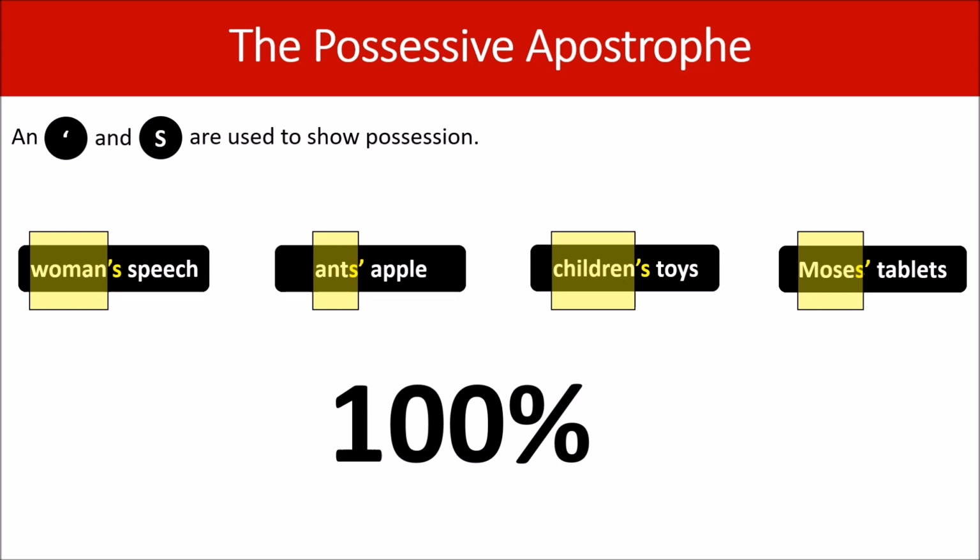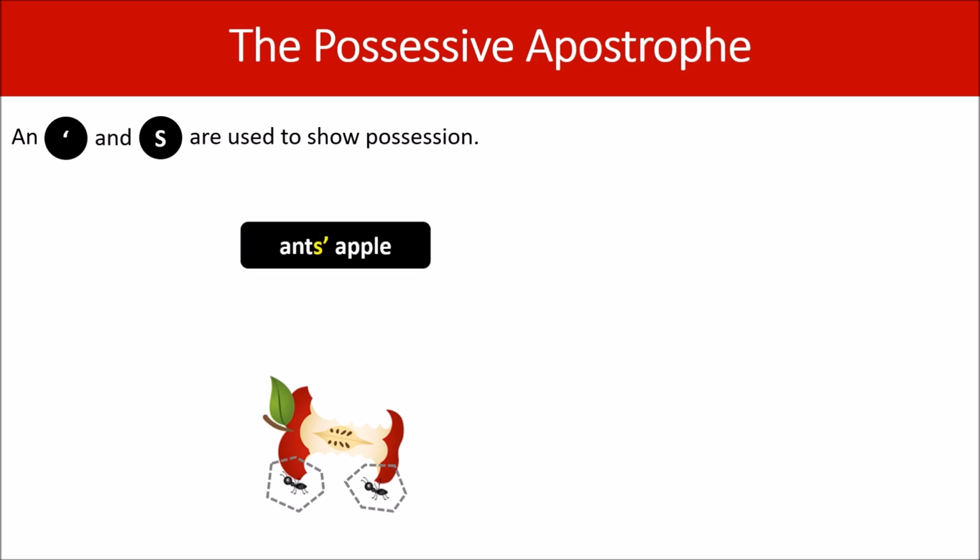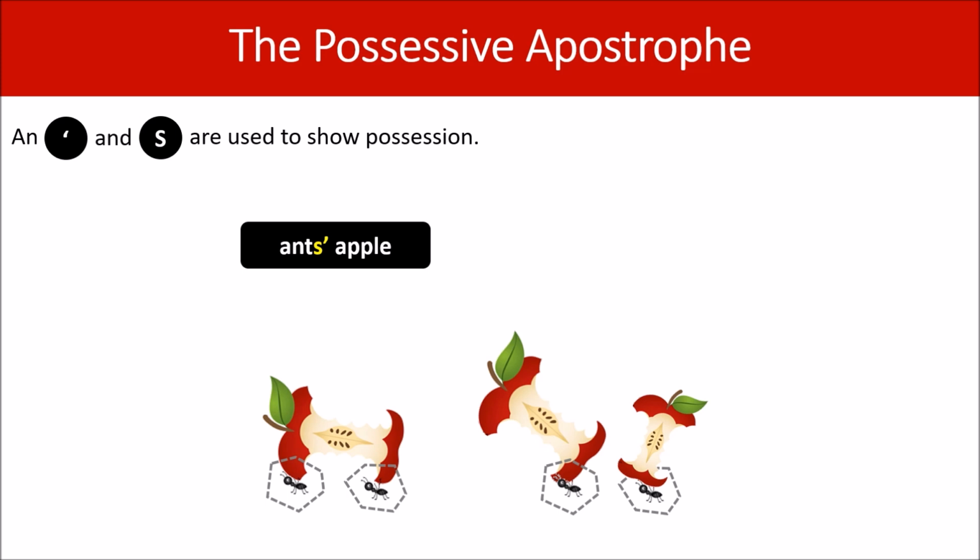Okay. I also want to cover this point. Remember our ants and their apple? Well, it doesn't matter how many apples the ants have. It doesn't matter if they have 1 apple or 2 apples or 1,000,000 apples. The only thing that matters is the number of ants. In other words, the only thing that matters when you're placing a possessive apostrophe is the number of the possessor. The number of things being possessed is irrelevant.